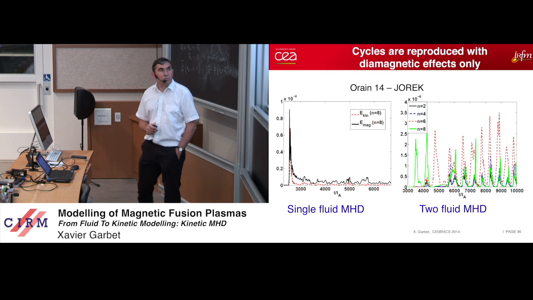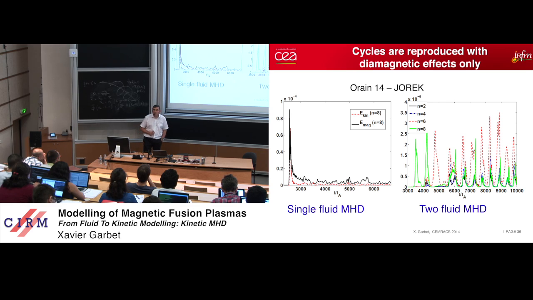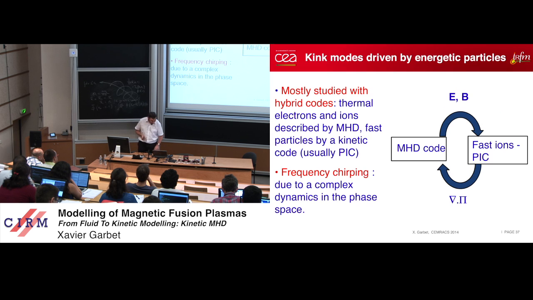Right? Now, if you account for two fluid MHD, you are going to find something which is actually looking like relaxation oscillations, right? And of course, the physics is different, but probably it has to do with a nonlinear loss of diamagnetic stabilization in both cases. So you see, it's very, very generic in the end.